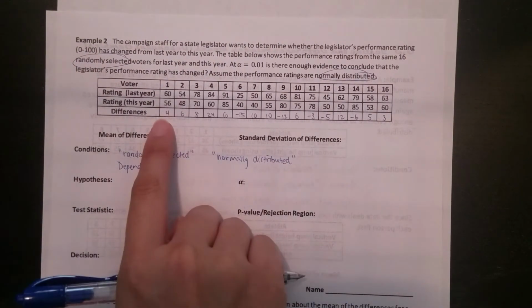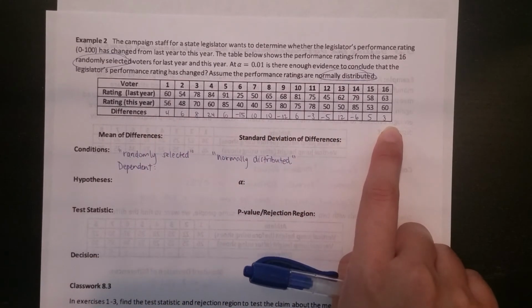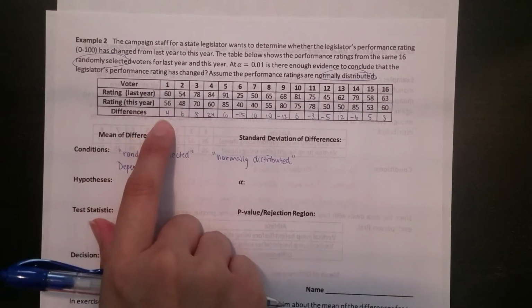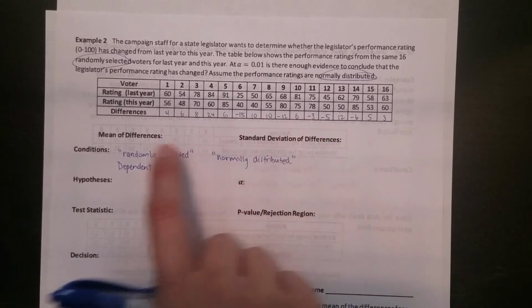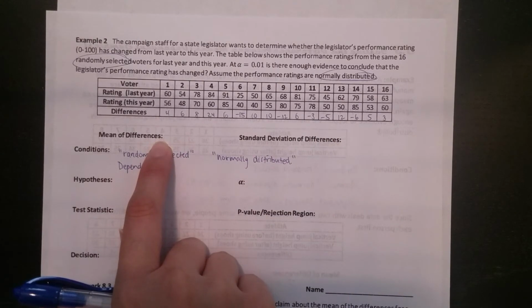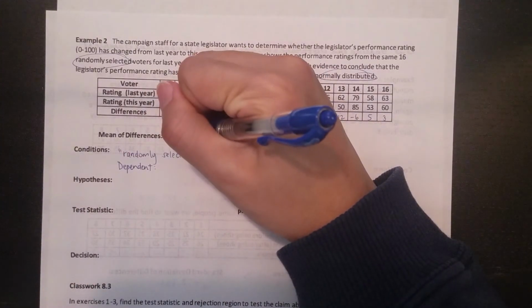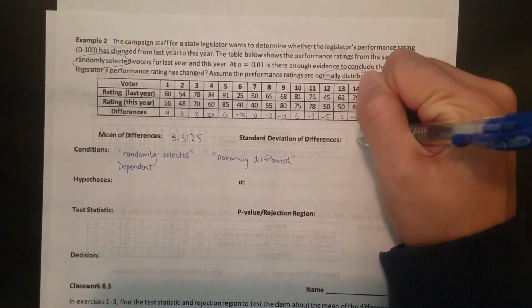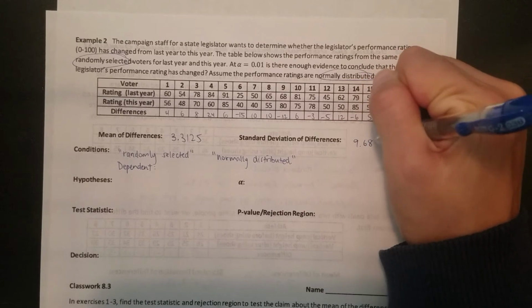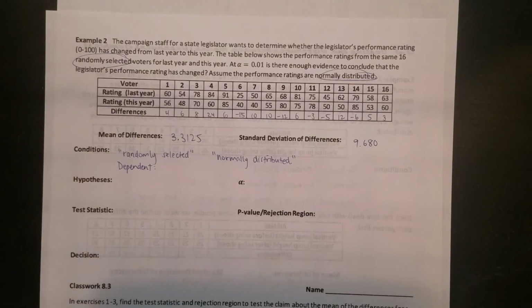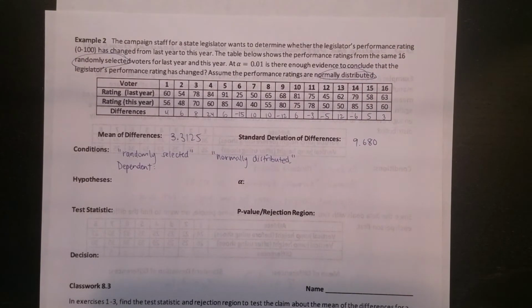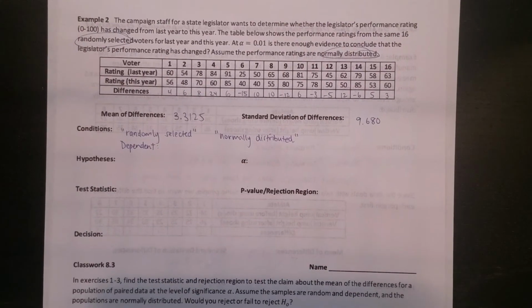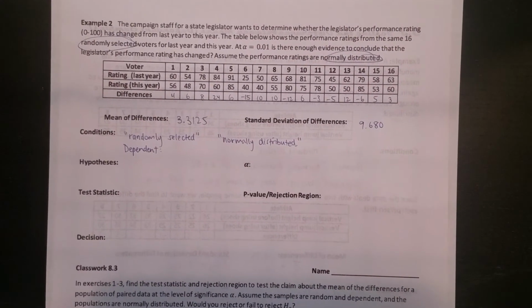So I went ahead and subtracted everything. I did last year minus this year to get all my differences. Then I went ahead and did the mean in my calculator and got 3.3125, and the standard deviation was 9.680 if I rounded correctly. So once we have those pieces of information, then I can go ahead and do my hypotheses.